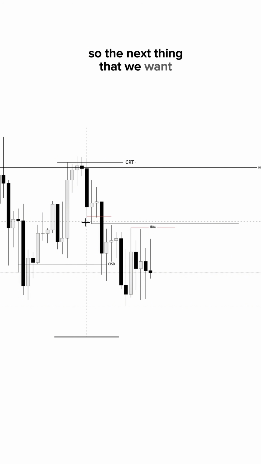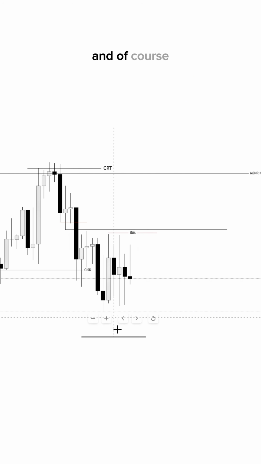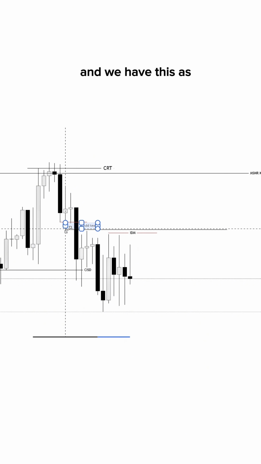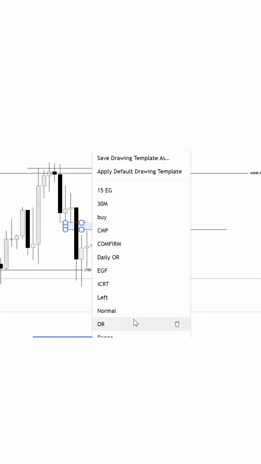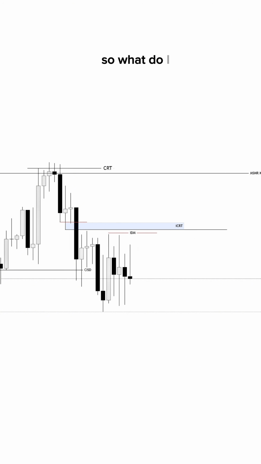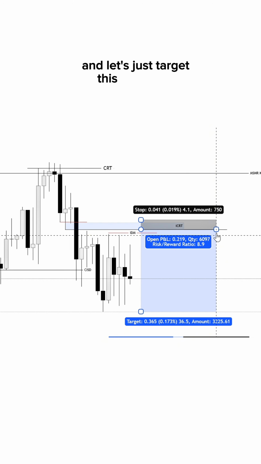So the next thing I want to pay attention to is whether the zone is a value zone. And of course it is, because it's also in line with a fair value gap, and we have this as our inverse CRT. Because this is my inverse CRT, I wouldn't want price to trade above this wick. So what do we do? I'm going to set my limit here, and let's just target this particular low.